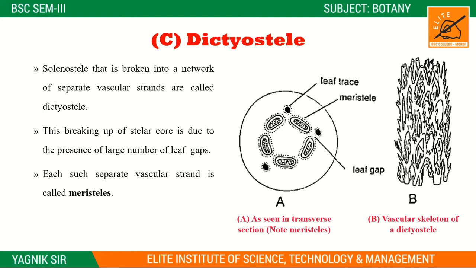And such a separate vascular strand is also called a meristele, right? So here this is one vascular bundle, this is another vascular bundle, this is a third vascular bundle. So many separate vascular strands are present in this type, right? Here two vascular strands between a leaf trace and the leaf gap are present, and each such separate vascular strand is also called a meristele, right? Some examples are Pteris and Adiantum capillus-veneris, where this type of stele was first observed, right?